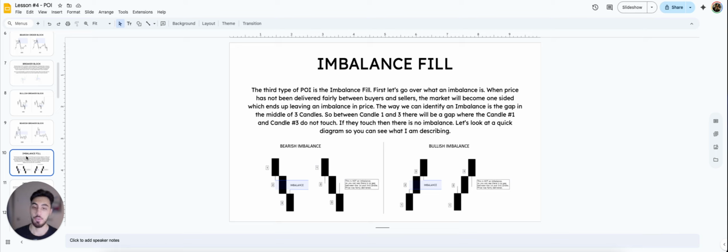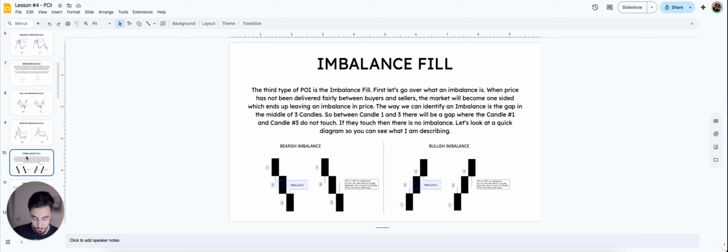The third type of POI is imbalance fill. Maybe a lot of you have tried the ICT concept, which is the fair value gap. It's the same name, or I think API. A lot of people call it differently, but the way I look at the fair value gap is completely different. I look at it as a fill area, which I'm going to talk about.